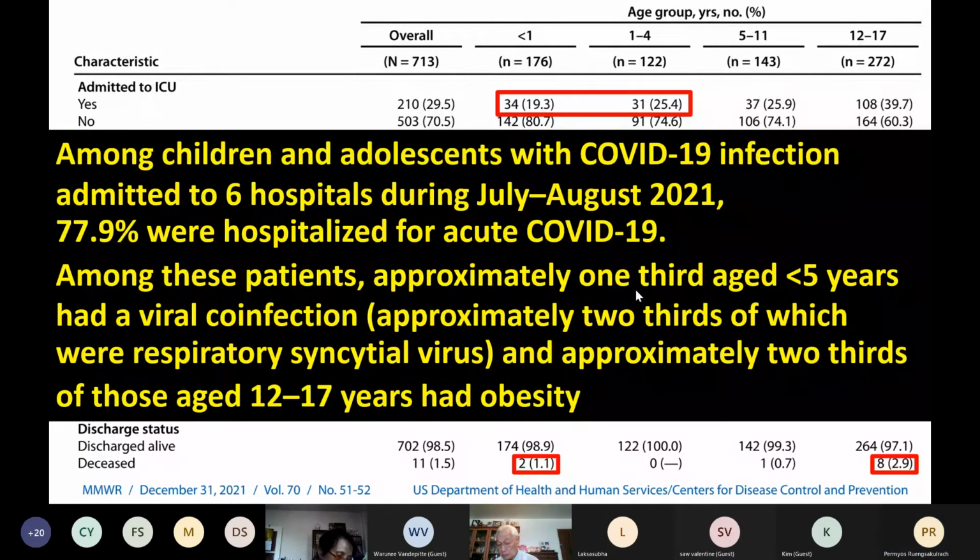And about 1/3 age less than 5 have approximate 2/3 got another virus superimposed, okay, co-infection, okay, and 2/3 of the patient with age between 12 to 17 have obesity.